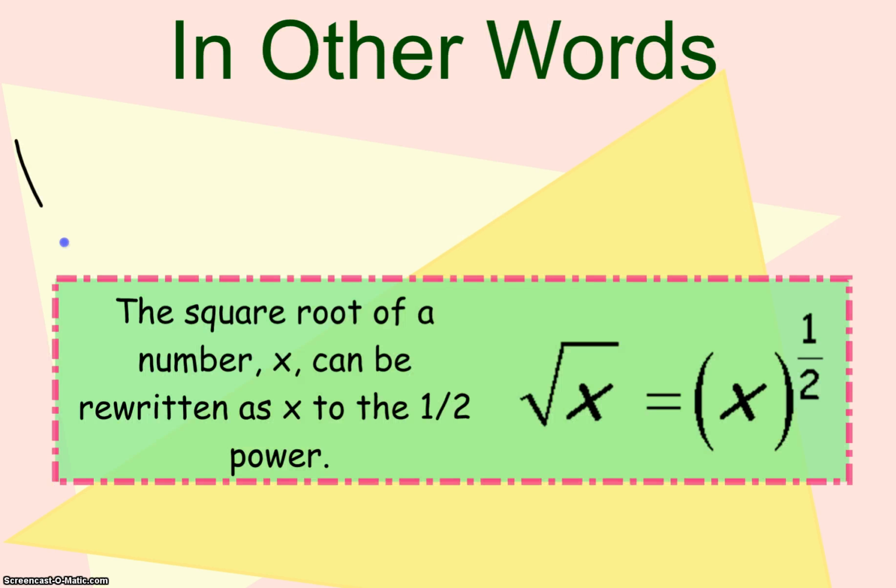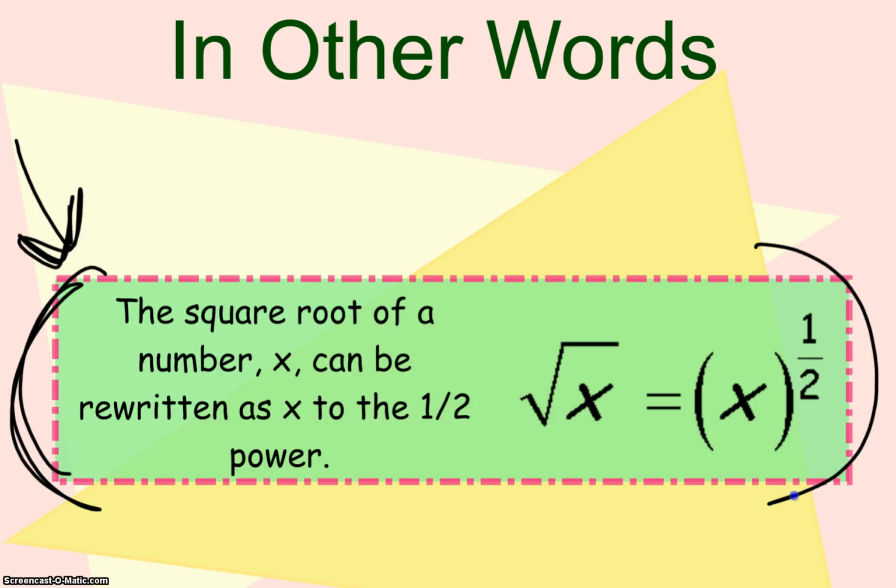So, in other words, this is important. The square root of a number x can be written as x to the half power. You need to know this. This is super important.